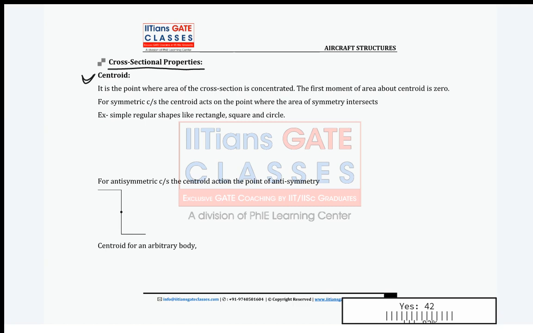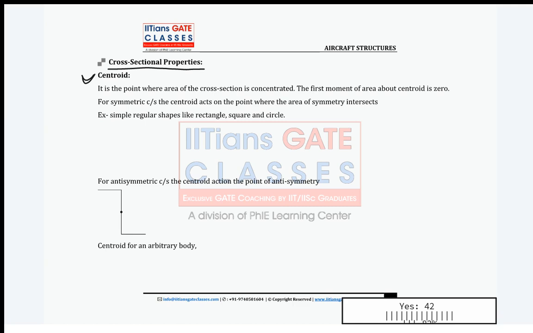Okay, so what are the cross sectional properties? You guys know, one I have mentioned, centroid. Apart from centroid, what other cross sectional property? Area moment of inertia, exactly. So in the majority of thin walled problems, you have to first find the centroid and then the area moment of inertia. So a lot of calculations are involved.